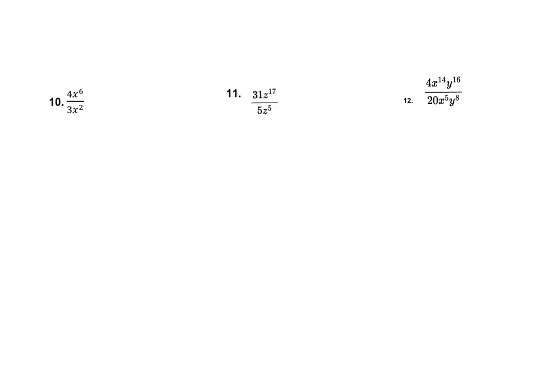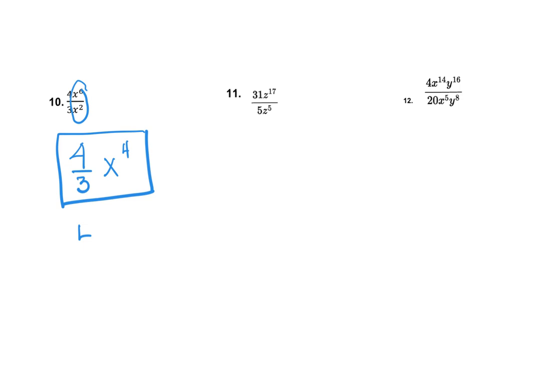All right, so question number 10, the same thing. I can't divide 4 divided by 3 evenly. So I could bring out the 4/3. And then we could just divide these, giving us x to the, now remember, you're dividing by subtracting the exponents, x to the 4th power. So that's one way to do it. You could also have left the top number on the top and left the bottom number on the bottom, and that would be another way that you could write that as well.